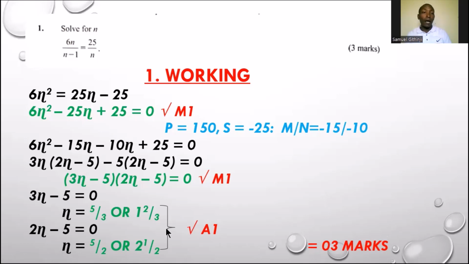If a student was able to factorize that, then the student got the second method mark. Then I go ahead to solve. If the product of two numbers is equal to 0, then one of the numbers is equal to 0. So either 3n minus 5 equals 0, then I solve for n and get the answer 5 over 3, or 1 2/3. Then 2n minus 5 equals 0, so I solve, getting the two answers, a mark. The first question is done.